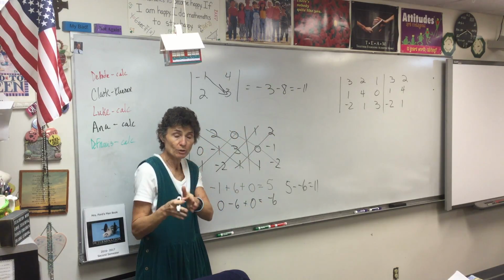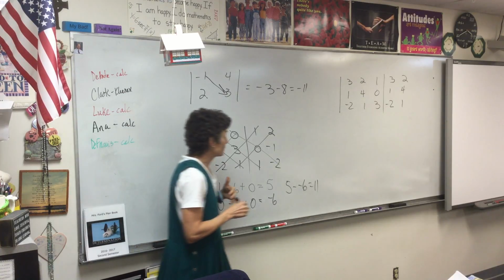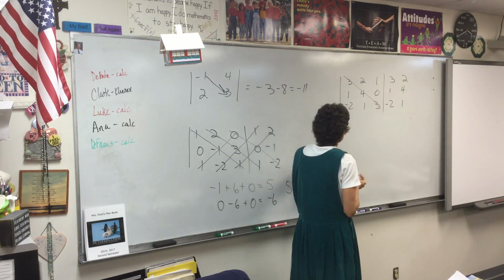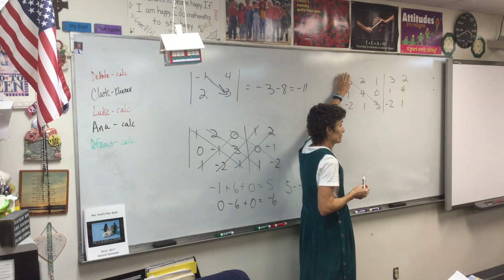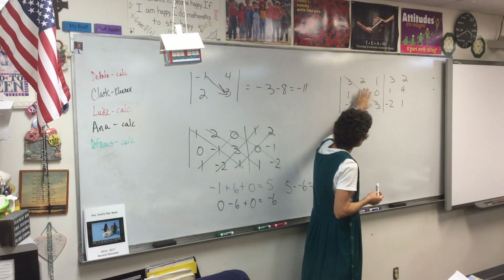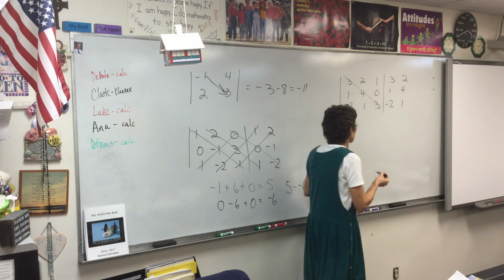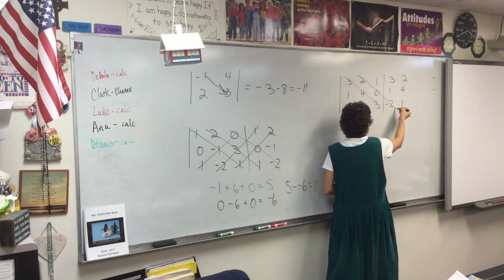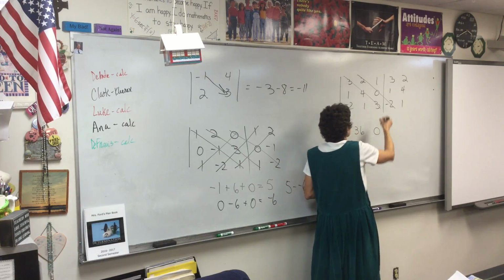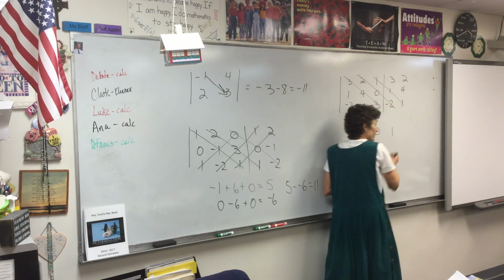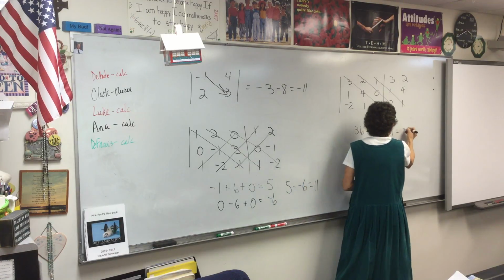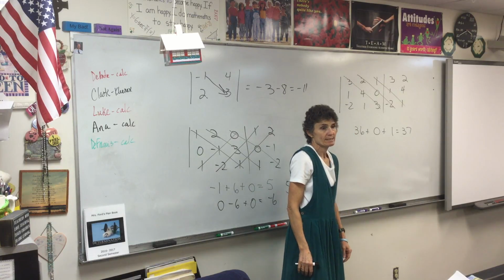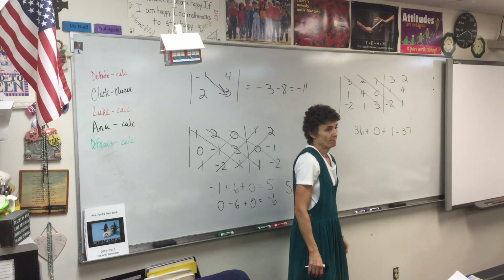Once we get those first 2 columns recopied, now we do the diagonals. So here we go. What's that? Remember, we always start with the very first number. Always start here. So 3 times 4 times 3. 36. Now step over 1. What's that one? 0. Step over 1 more. 1. Add them up. I want the grand total for these. So it's 37.